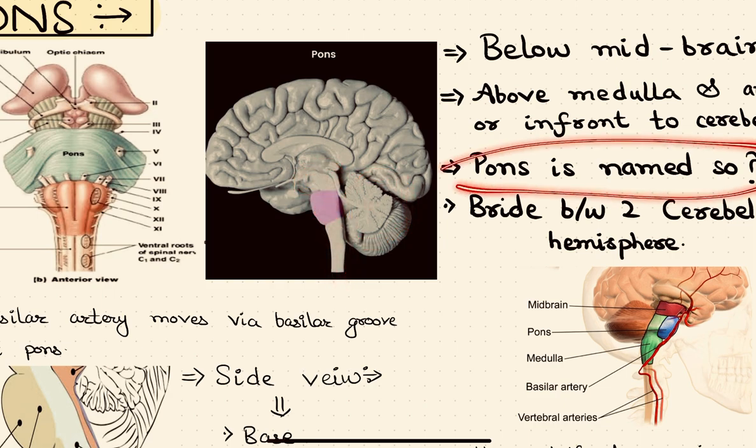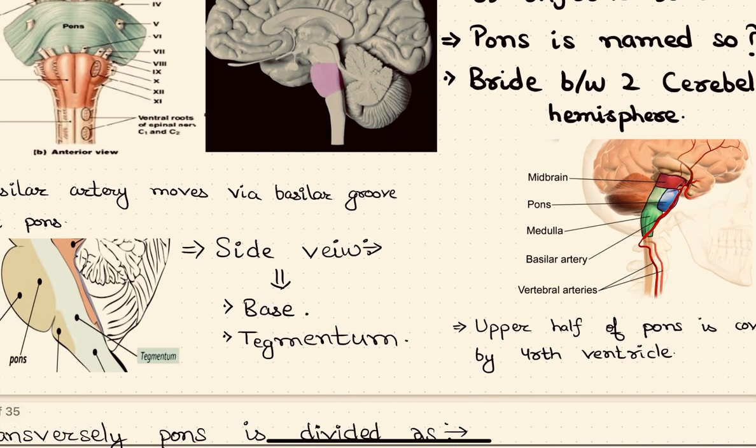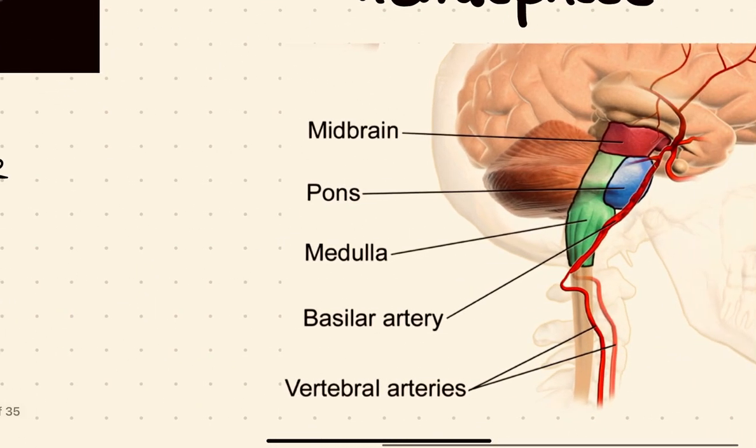Now why is the pons named so? Because it forms a bridge between the two cerebellar hemispheres. And in the pons, we have a basilar groove. Through this basilar groove, the basilar artery flows, which provides blood to various parts of the brain.